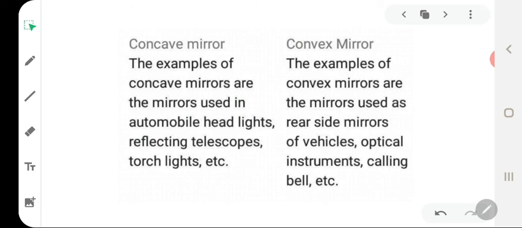It is used in big shopping stores because in big shopping stores it is helpful to watch the activities of the customers. This is because the field of view of a convex mirror is large and even a single convex mirror can monitor the activities of the customers in a large area of the store.